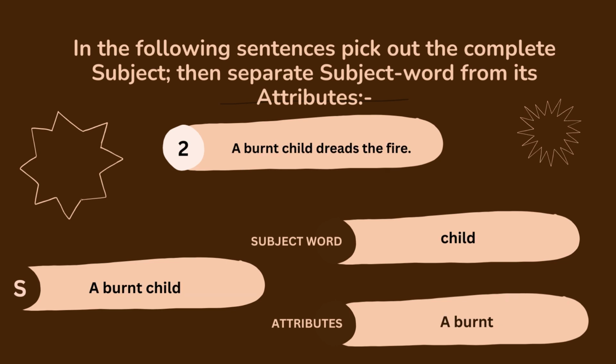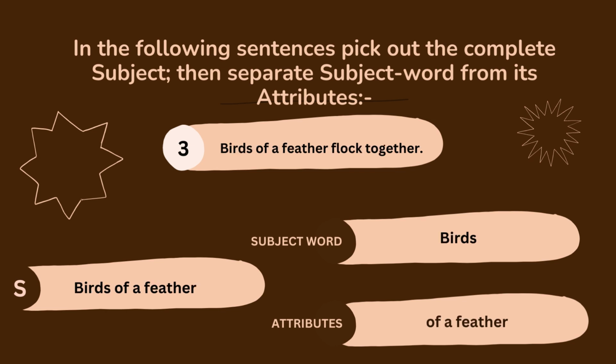Number 2, a burnt child dreads the fire. Here we have a burnt child as the complete subject, and the word child is the subject word, and a burnt is attribute. Number 3, birds of a feather flock together. Here we have birds of a feather as the complete subject, and the word birds is the subject word, and the rest of the words, of a feather, are the attributes.